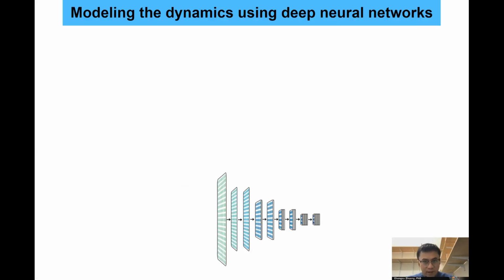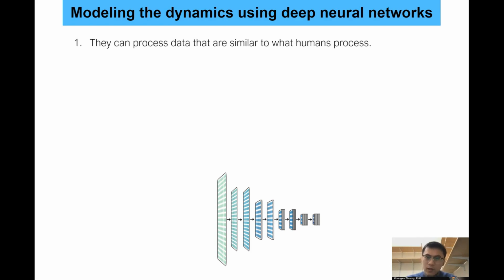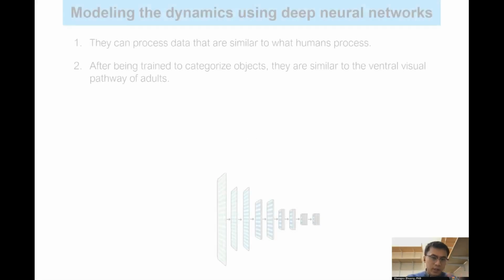So why am I saying that deep neural networks are good candidates for modeling the dynamics? Let me list the reasons for that. First reason, as I have mentioned in the introduction, they can process data that are similar to what humans process. That makes them capable of capturing intermediate, individual-level dynamics when different people see different things, and they can capture all these dynamics.